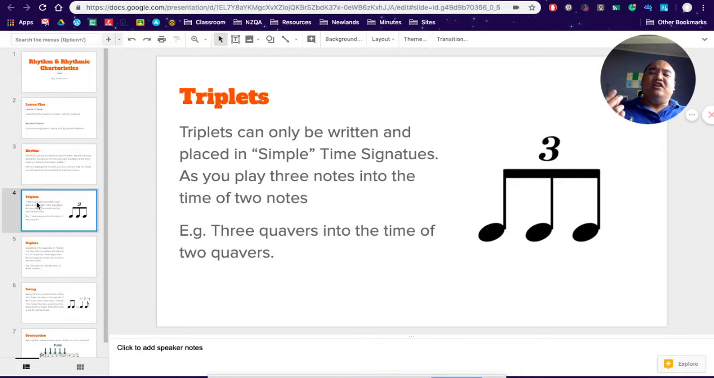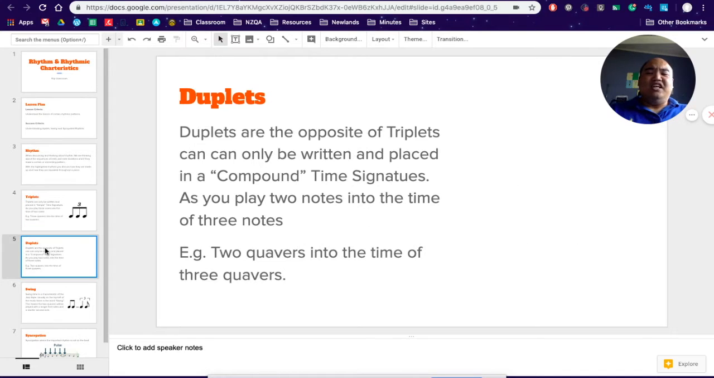So it could be kamate, kamate, kamate, kamate, 1 and 2 and 3 and 4 and kamate, kamate, kamate, kamate, 1 and 2 and 3 and 4 and. So I'm using word association to help me tell you what the triplets are. That's what triplets are.